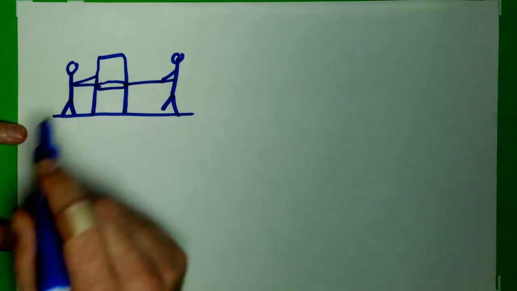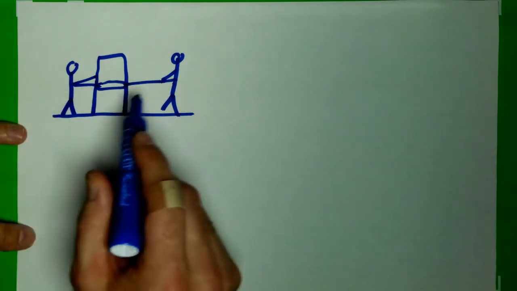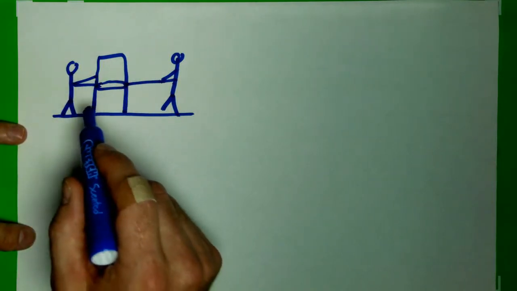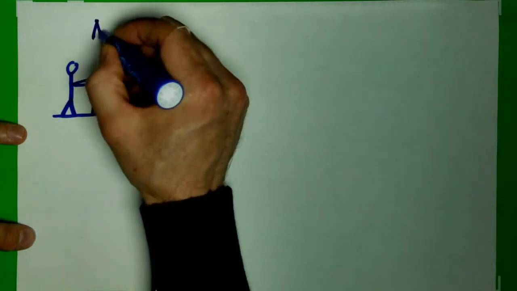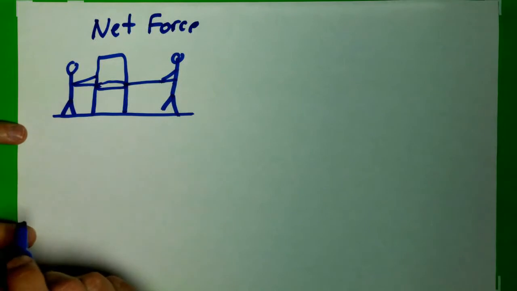Well, what are all the forces acting on that? Okay, why do you need your friend to pull while you push? It's because the forces add up to a net force. So what we care about is the net force acting on an object.